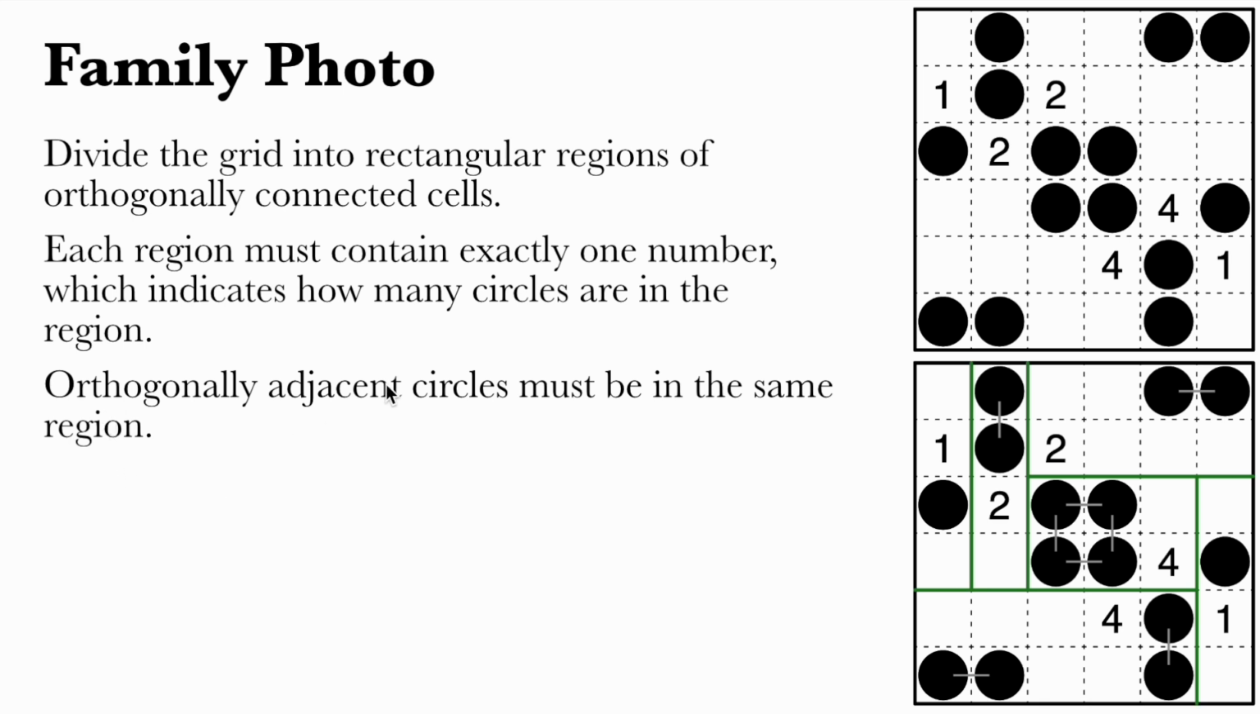And orthogonally adjacent circles must be in the same region. So orthogonally adjacent means vertically or horizontally adjacent, and so this circle is next to these 2 circles, so those all will have to be in the same region. I've illustrated that in the example solution by drawing these auxiliary lines between adjacent circles to show that they are in the same region. Those are the rules of Family Photo, so it's time to solve a puzzle.